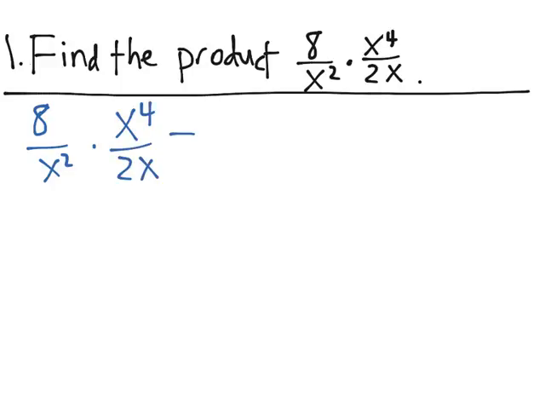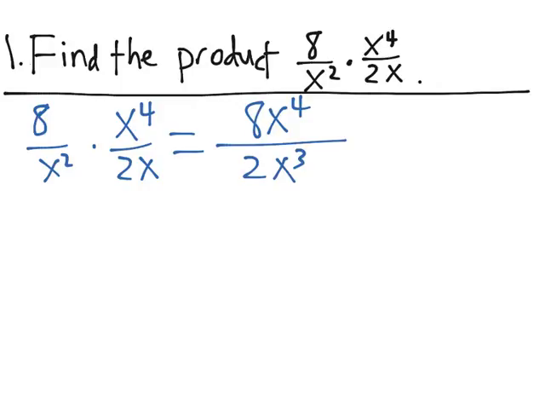Now let's multiply both of the numerators to get the new numerator of 8x to the fourth. And at the denominator we have x squared times 2x, which will give us 2x cubed. Our final step is to simplify this expression.